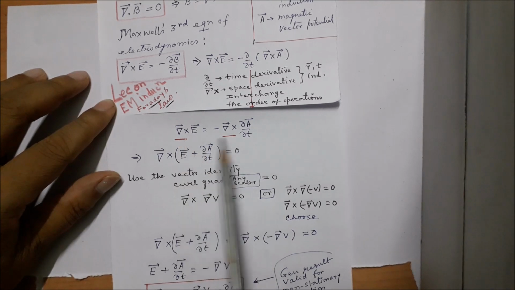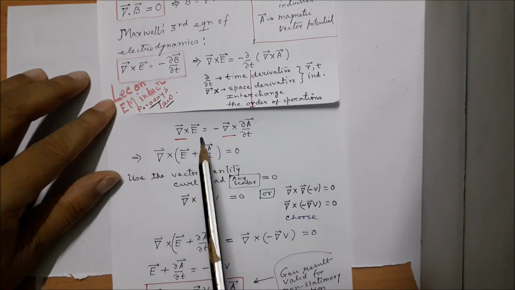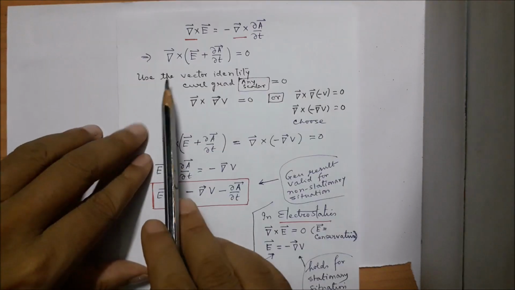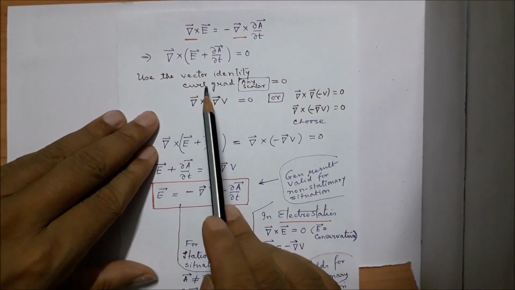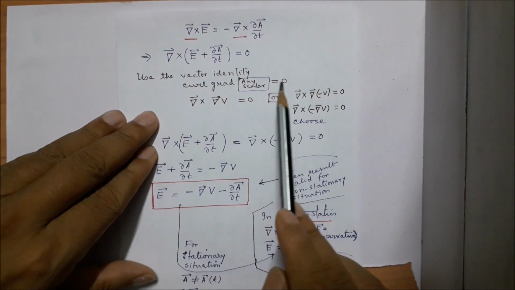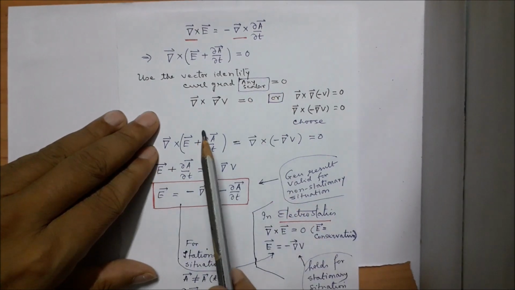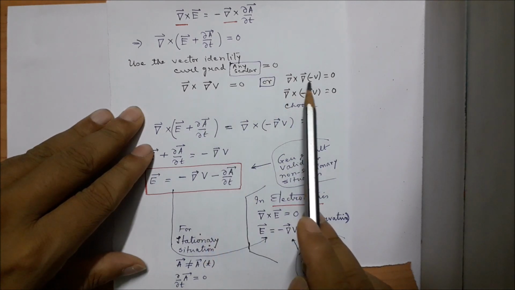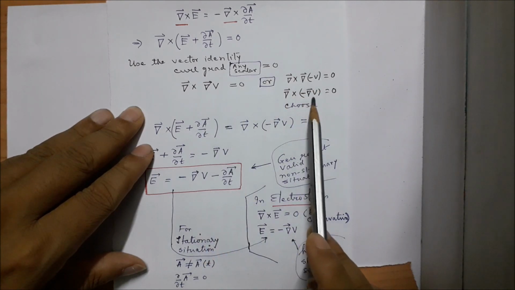Now here we have curl, here we have curl, of course with a negative sign. Then we can bring them to the same side and take curl common to end up with this equation. Now use this vector identity which says that curl of grad of any scalar is 0. Now what will be that scalar? We can either take grad V or we can take grad of minus V, in other words minus grad V.